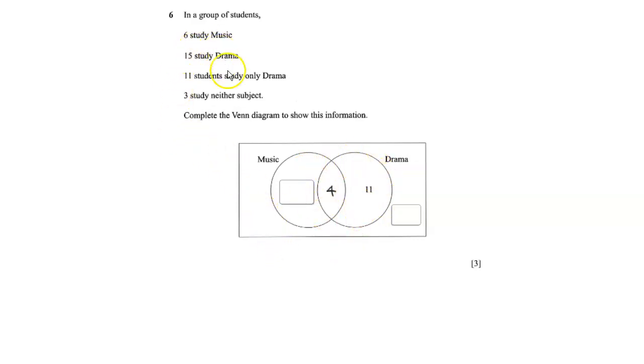6 study music. In this circle here is the music, and it should add up to 6. So in here should be 2. And 3 study neither subject. So outside of those circles, there should be 3.